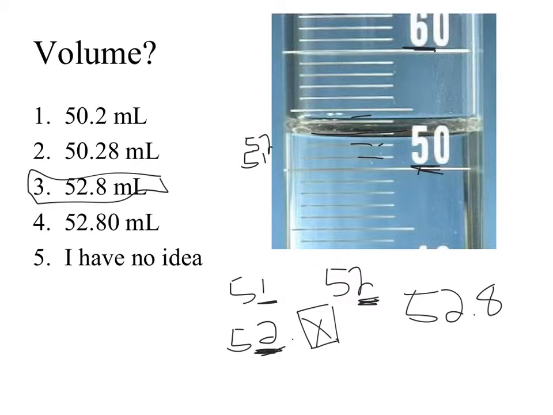Now, if you picked number 4 for your answer, some of you are probably wondering, well, why isn't number 4 correct? Aren't 52.8 and 52.80 the same number? Not when it comes to measuring. And I will show you an example in the next slide as to why that doesn't work. The important thing to keep in mind with science is the number that you report shows the accuracy of your device. So let's look at an example on the next slide.